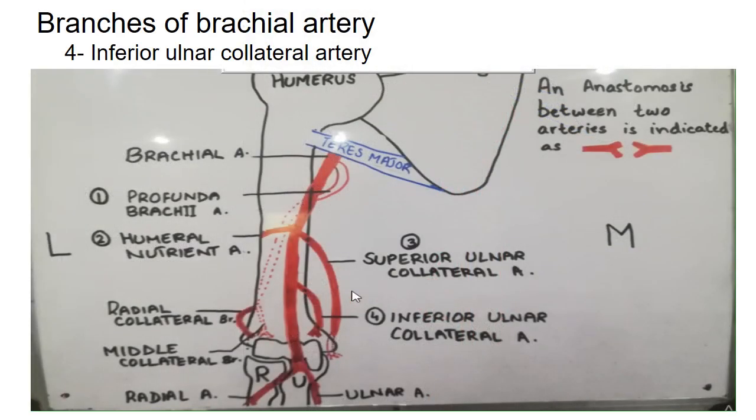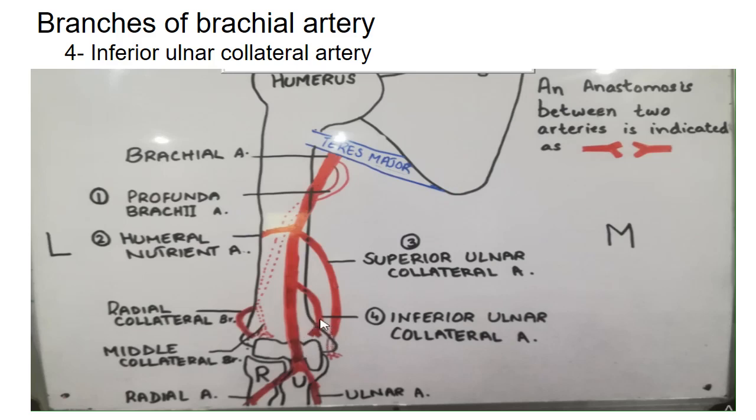The fourth branch which arises from the brachial artery is the inferior ulnar collateral artery. This inferior ulnar collateral artery arises approximately 5 cm proximal to the elbow crease. This is the elbow crease. It arises 5 cm proximal to this point. It then passes inferomedially and comes on the anterior aspect of the medial epicondyle.